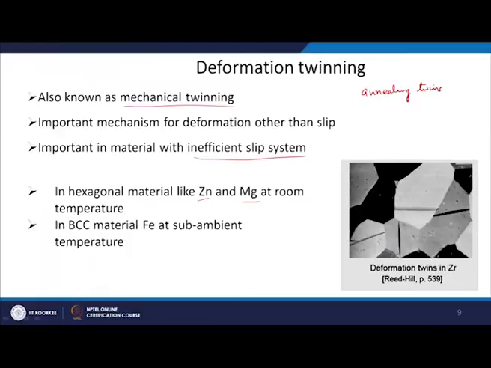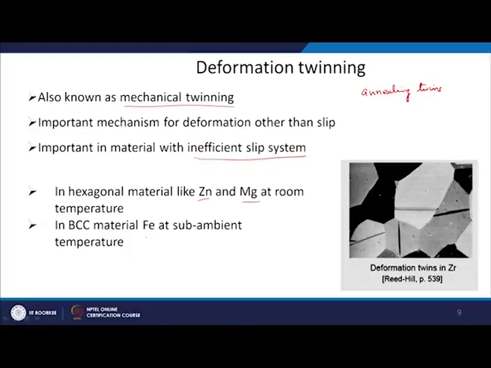HCP, again, you have some planes which are close-packed planes and close-packed directions, but the number is very small, only 3 slip systems like that in the basal plane, the 0001 plane. So, this is a very important process. The twinning process is very important in this kind of system, where they do not have efficient slip systems. For example, in hexagonal materials like zinc, magnesium, at room temperature, if you do any deformation, you are always going to get some twinning.